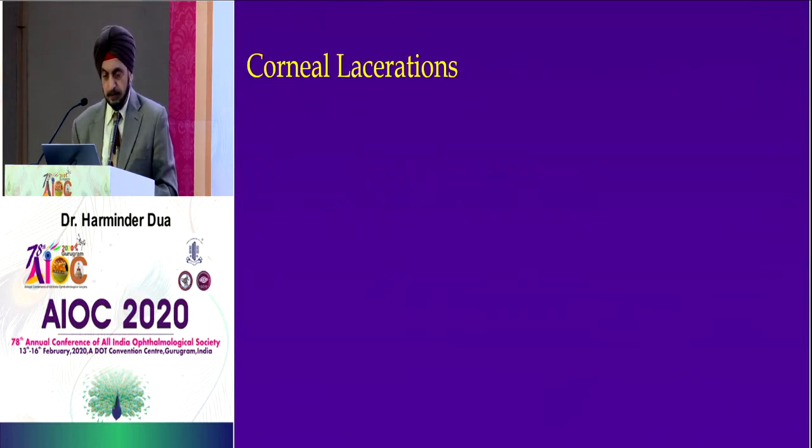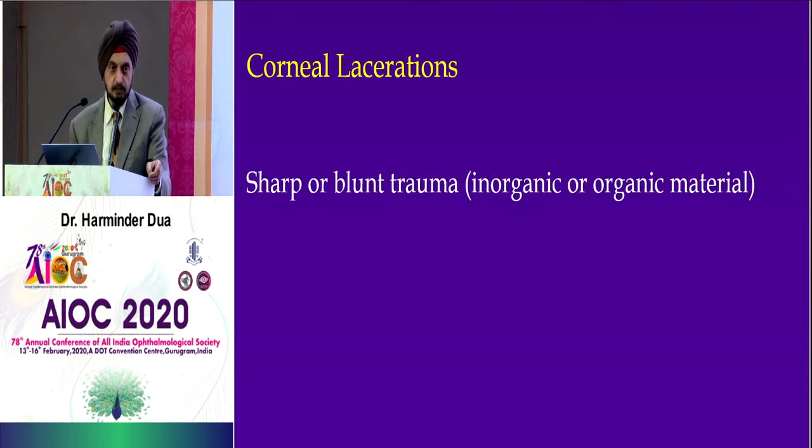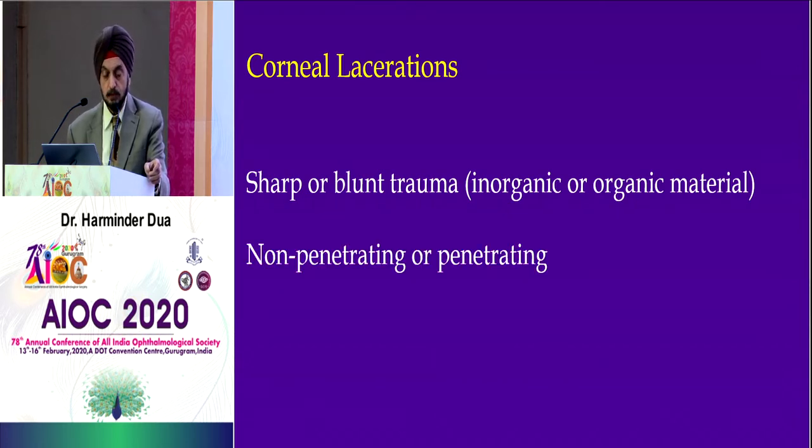Let's start off with the first one, corneal lacerations. All of us, no matter what specialty we work in, will see patients in the emergency who've had a corneal problem, and sometimes some of us will actually cause the lacerations because of what we do during the course of other procedures. So this can be due to a sharp instrument, or it could be blunt, and it could be with an inorganic or organic material. Why is it important to know whether it is inorganic or organic material, or blunt trauma, or sharp? Because the associated collateral damage can be variable.